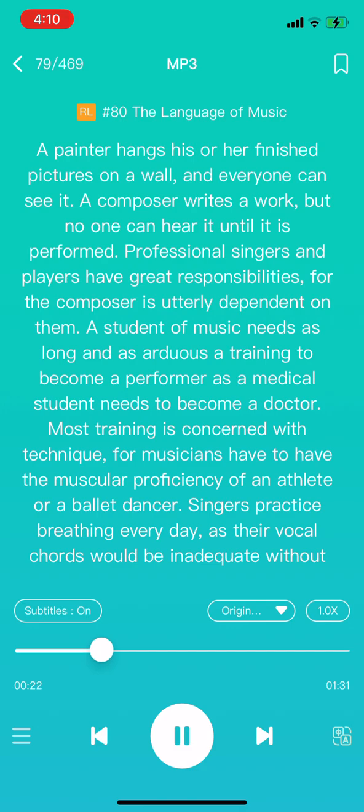Most training is concerned with technique, for musicians have to have the muscular proficiency of an athlete or a ballet dancer. Singers practice breathing every day, as their vocal cords would be inadequate without controlled muscular support. String players practice moving the fingers of the left hand up and down while drawing the bow to and fro with the right arm, two entirely different movements.